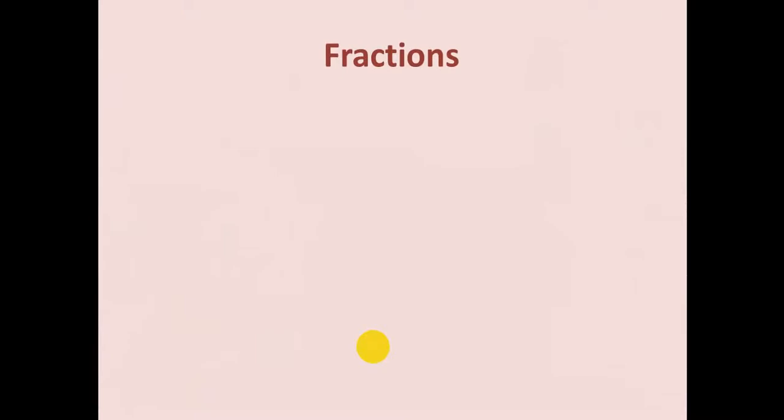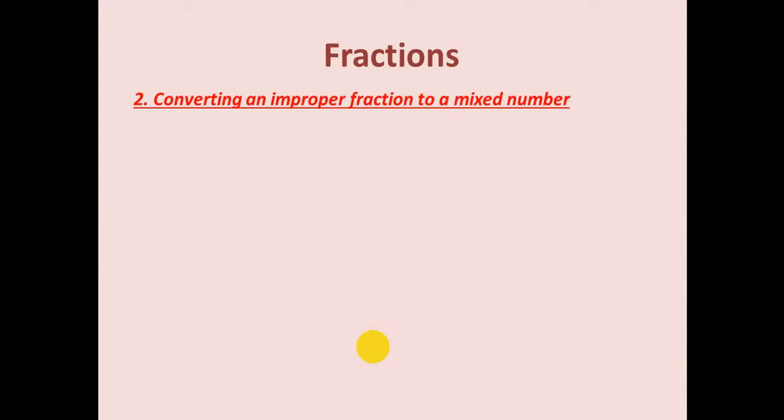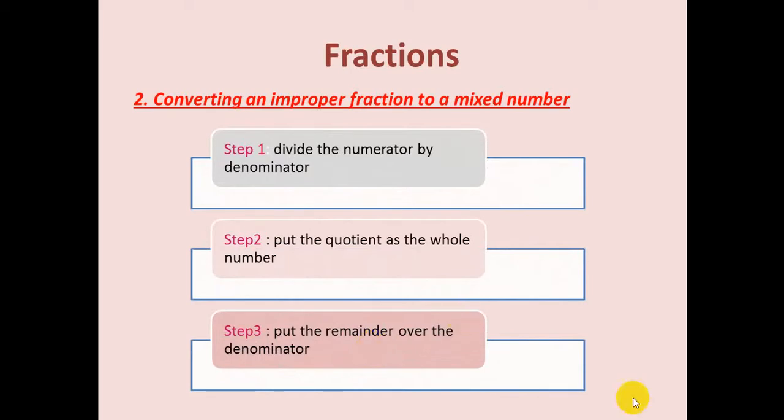improper fraction to mixed number. How do we do it? To convert an improper fraction to a mixed number, we should use long division. We have three steps. The first, divide the numerator by the denominator using long division. Put the quotient, the result of the division, as the whole number. And we put the remainder over the denominator. Let's see.